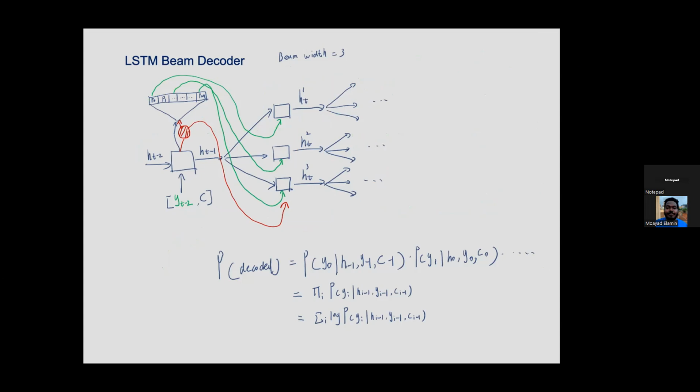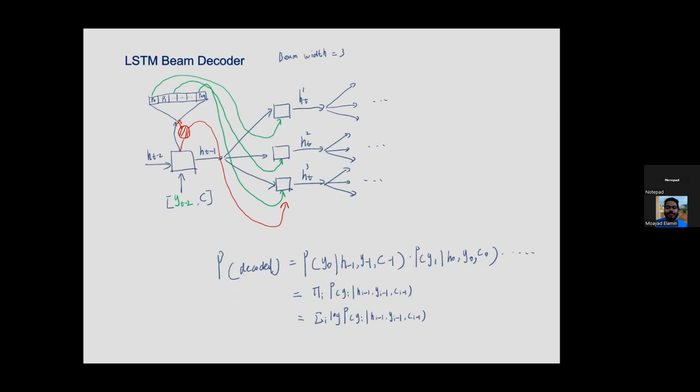So your decoded path is just a multiplication of your current predicted token, given that you have a previous hidden layer, a previous prediction, and a previous context. So you're just going to predict depending on the path that you have been through before, the last path that you have seen.